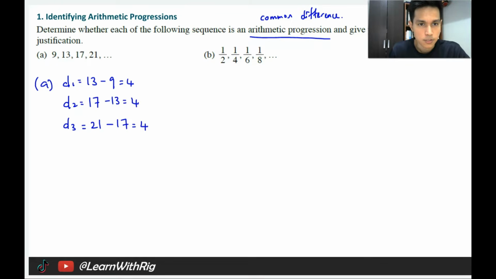So in this case, you notice that the common difference for all three of them are the same. Correct? So therefore, this sequence is an arithmetic progression.